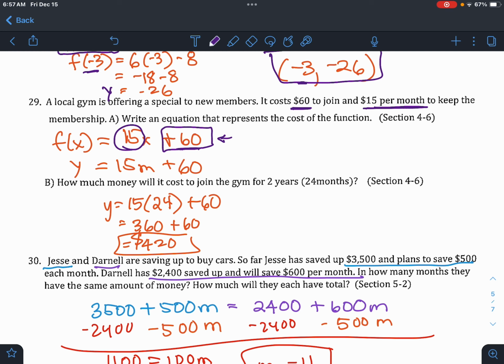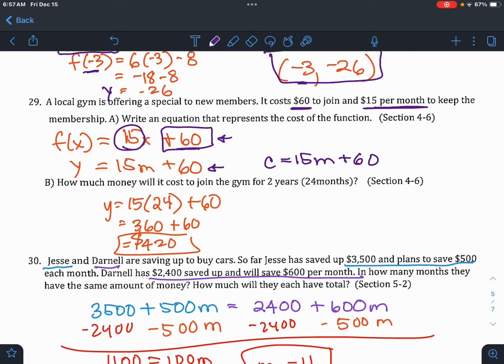So we could write the function like this, or we could write it what it is. We could say the cost equals $15 a month plus that initial fee of $60. This might make more sense for you, but you decide how you want to write it.